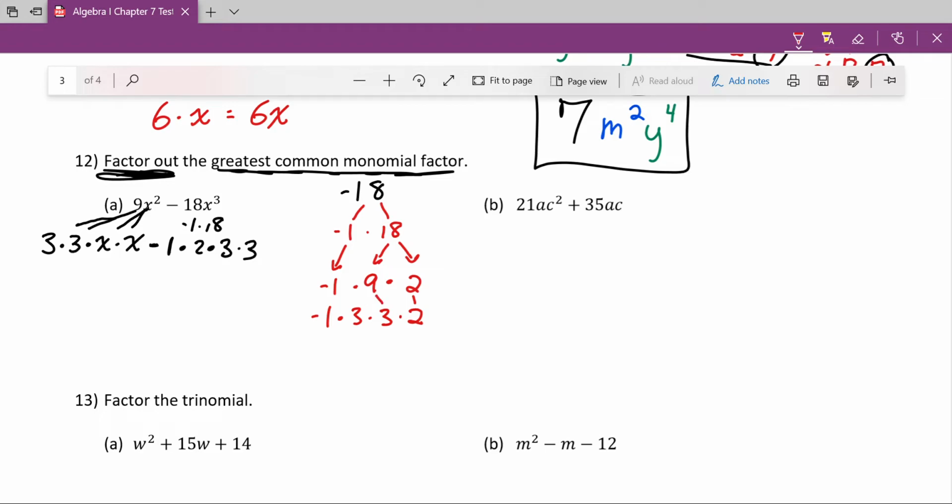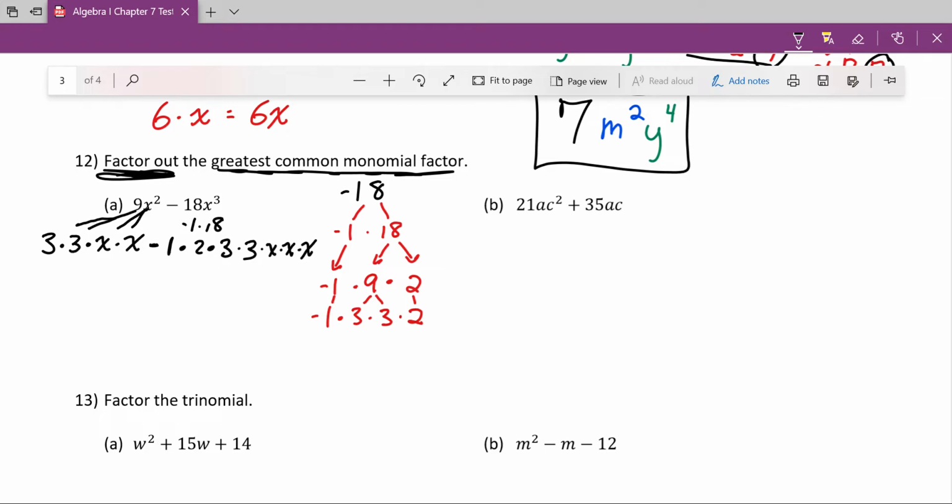So this is how it gets broken down. And again, the order really doesn't matter here, but you notice that I have a negative 1, a 2, and 2 3s. X to the third. So I broke down my negative 18. X to the third is simply 3 x's, so it's going to be x, x, x.